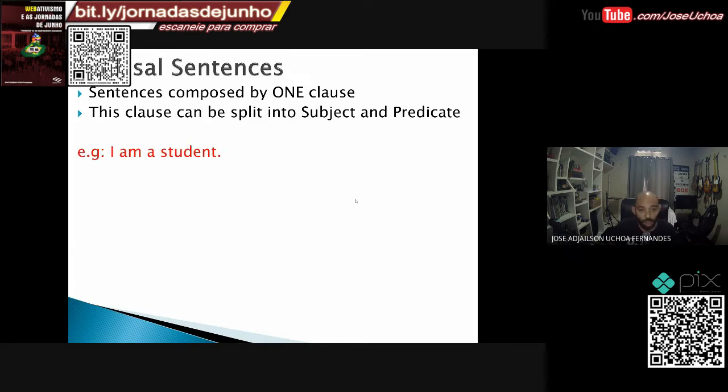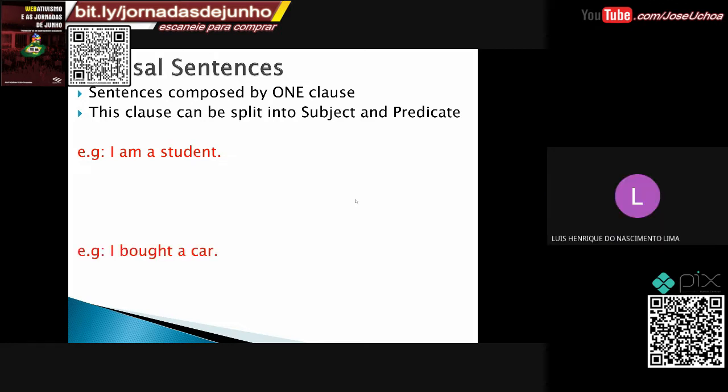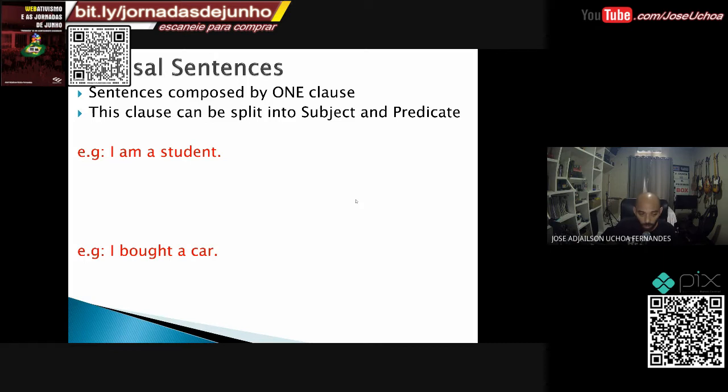Now take this case: I am a student. How would you split this into subject and predicate? The subject is I, and am a student is the predicate. Now, the case I bought a car. Again, we have I as the subject, and the predicate is bought a car. But there are some differences between the first example above and the example about the car.